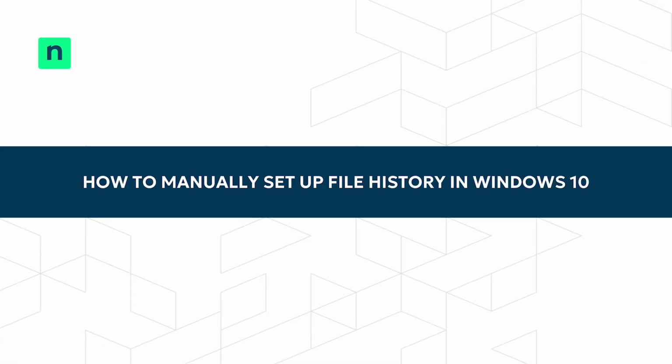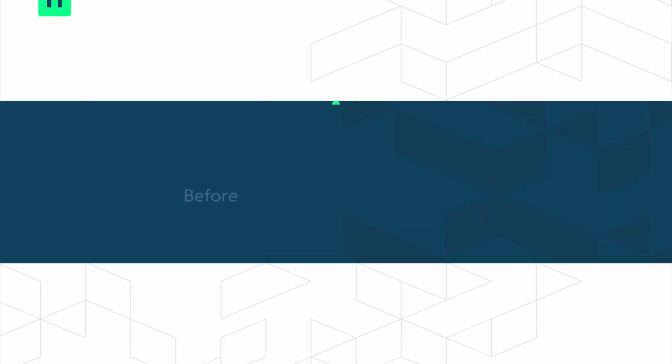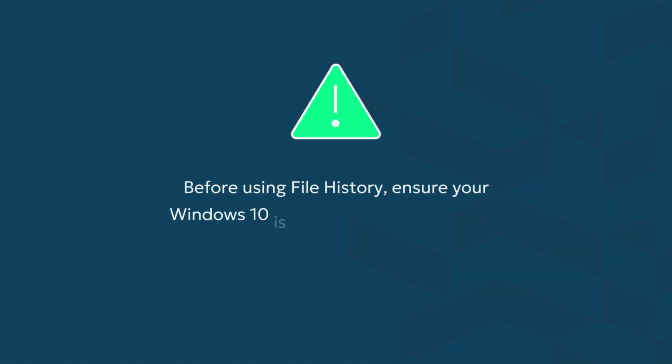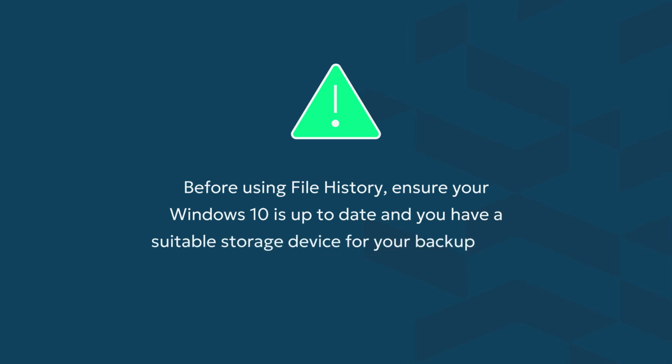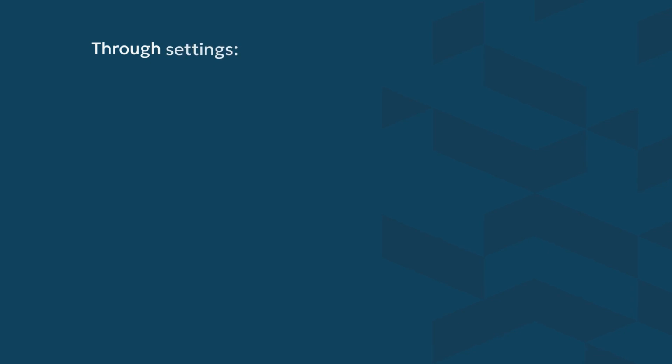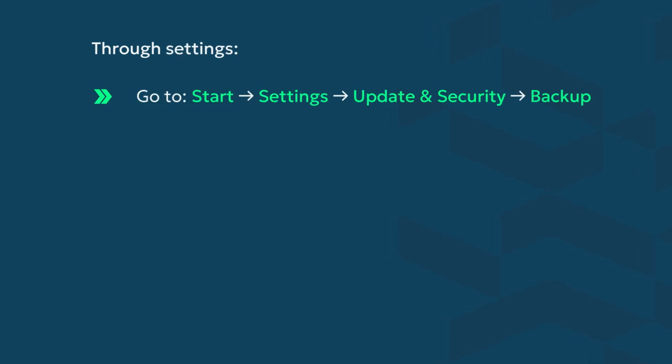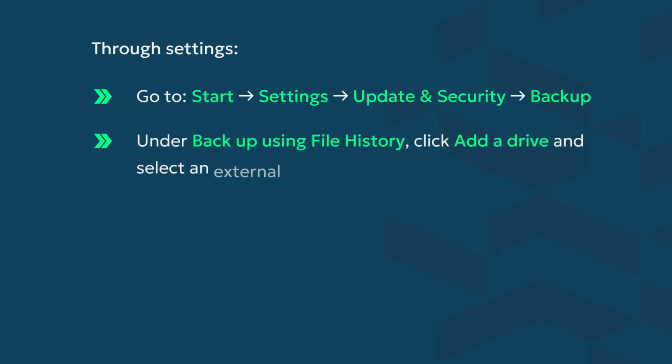How to manually set up file history in Windows 10. Before you start using file history, make sure your system is ready. Your Windows 10 should be up to date, and you'll need a suitable storage device depending on the type of backup you plan to create. The first option is through Settings. To set up file history, go to Start, Settings, Update and Security, Backup. Under Backup using file history, click Add a drive and choose an external or network drive. Once selected, file history will turn on.